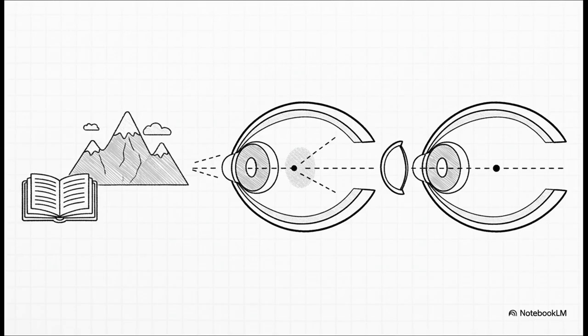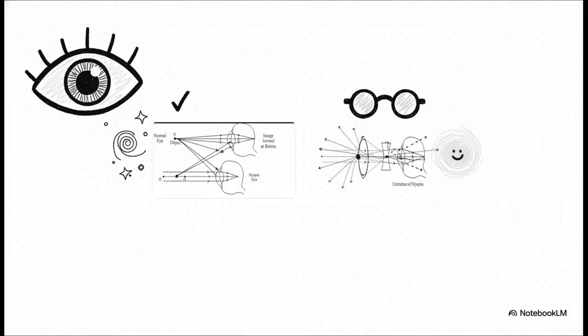The solution? We use a corrective concave lens. This lens spreads out or diverges the light rays just a little, pushing the focal point back onto the retina where it belongs. Here you can see it very clearly. In the first diagram, for a myopic eye, the image is forming too soon. But look at the second diagram. With a concave lens in front, the light rays are spread out just enough so that the eye's own lens can now focus them perfectly on the retina.